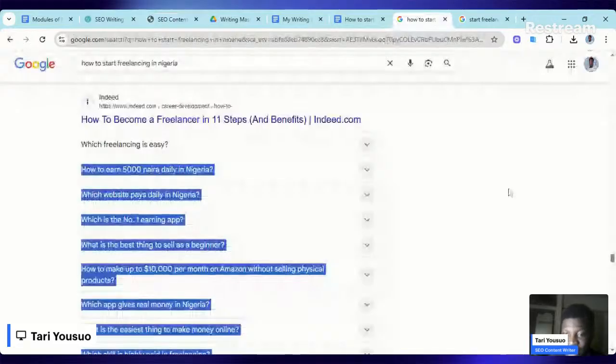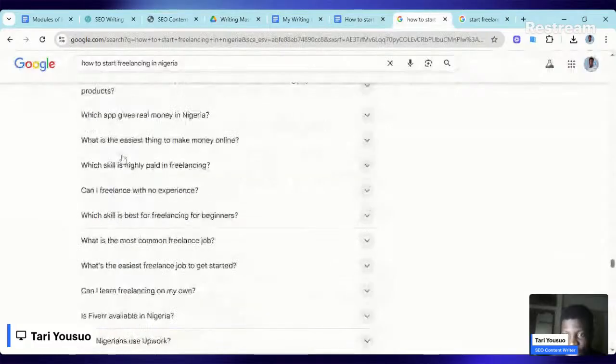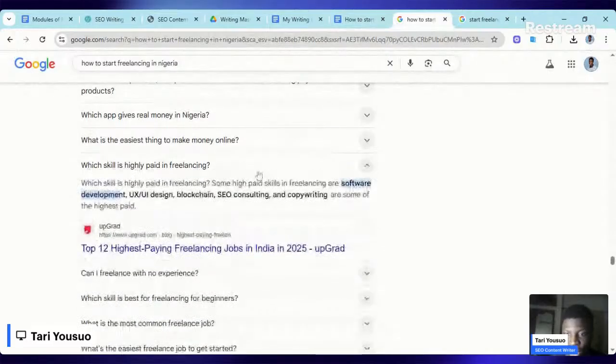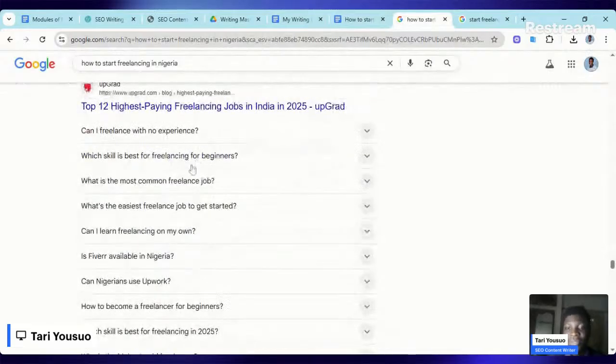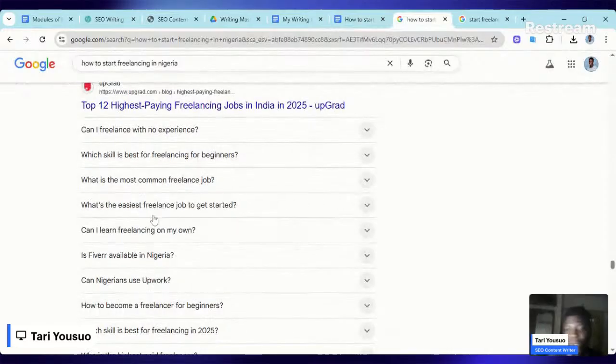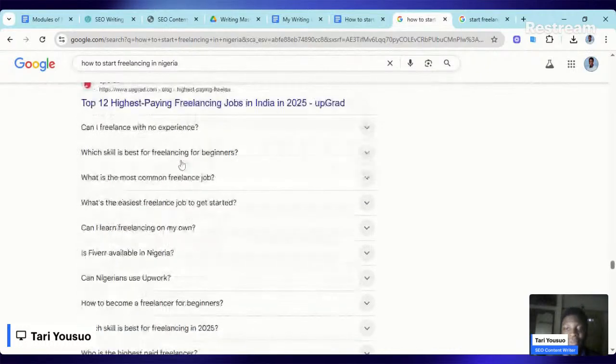So I said I saw something interesting. So all these are the same questions. What is the easiest thing? Which skill is highly paid in freelancing? This is new. Can I freelance with no experience? I saw this over there. Which skill is best for freelancing for beginners? I think I've seen what is the most common freelance job. Yes, freelance job to get started. Can I freelance on my own?